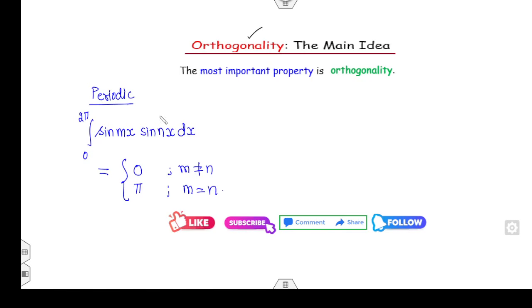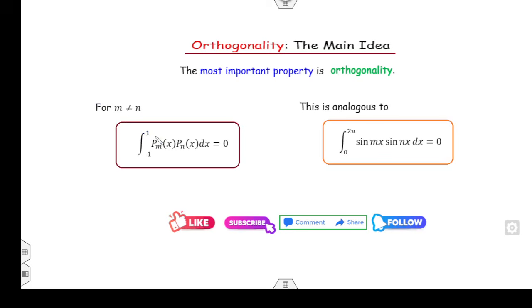Now similarly, instead of writing sine, for the cosine it's the same, both have the same meaning. Instead of taking a periodic phenomenon, we consider the spherical phenomenon, Pm into Pn.